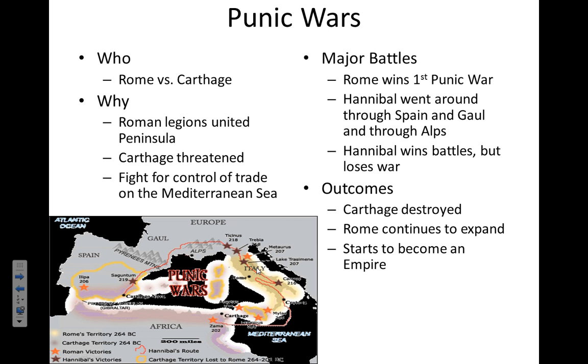So the outcomes of the wars would be Rome, after their victory in the Third Punic War, destroys Carthage. They burn down the city, and they sell all of their remaining survivors into slavery. Rome itself then continues to expand now that they are the dominant power in the Mediterranean, and they start their building blocks of becoming an empire.